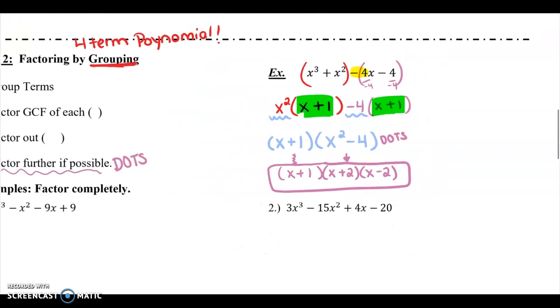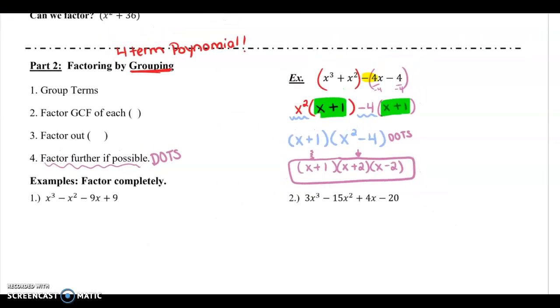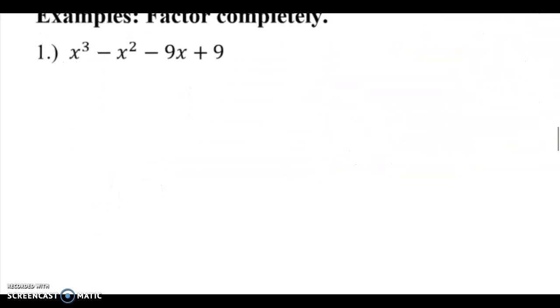Okay, 3 binomials. Every once in a while, factoring by grouping will leave you with 3 binomials. Sometimes factoring by grouping will leave you with 2 binomials. So let's do a couple examples. So I see that I have 4 terms. So 4 terms means I have to factor by grouping.